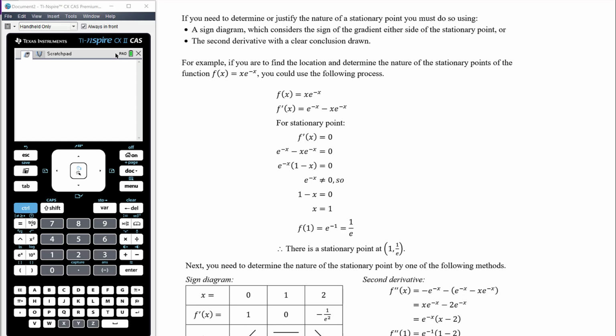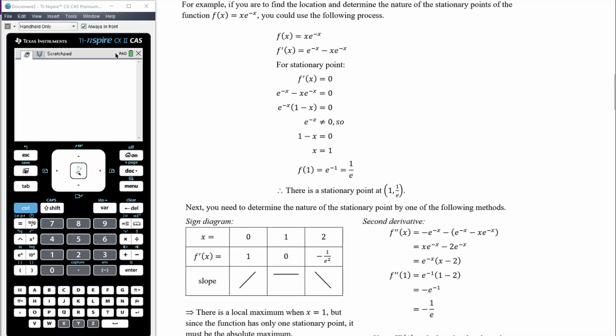I'm going to show you how to use the sign diagram, which considers the sign of the gradient either side of the stationary point, or you use the second derivative and you draw a clear conclusion based on understanding of second derivative. I'm going to talk about the first example. So for example, if we're to find the location and determine the nature of the stationary points of this particular function, we could use the following process.